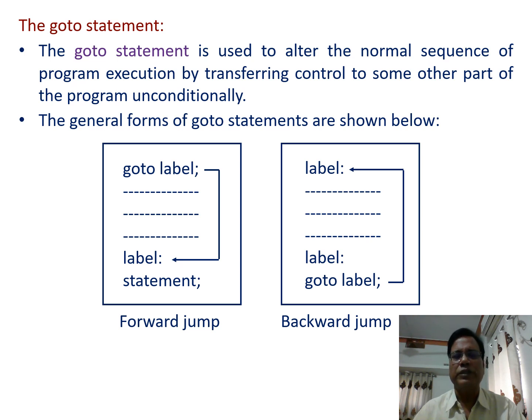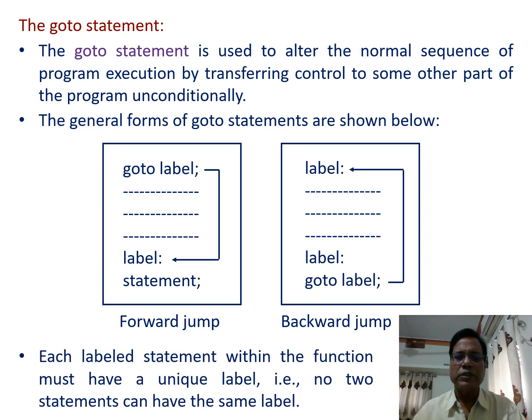In the first example, we see that the label comes after the goto statement. That's why it is called the forward jump. Whereas in the second example, we see that the label comes first, before the goto statement. That's why it is called the backward jump. Each labeled statement within the function must have a unique label. That is, no two statements can have the same label.